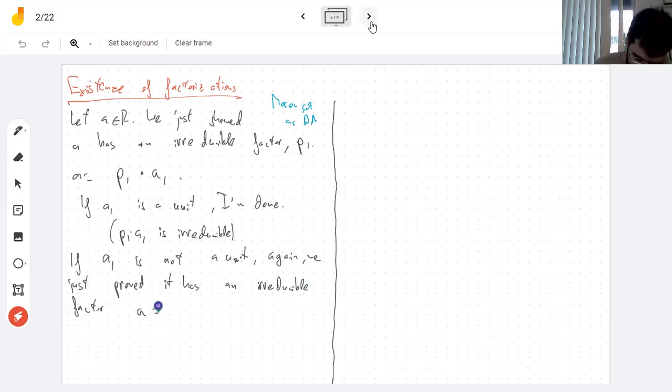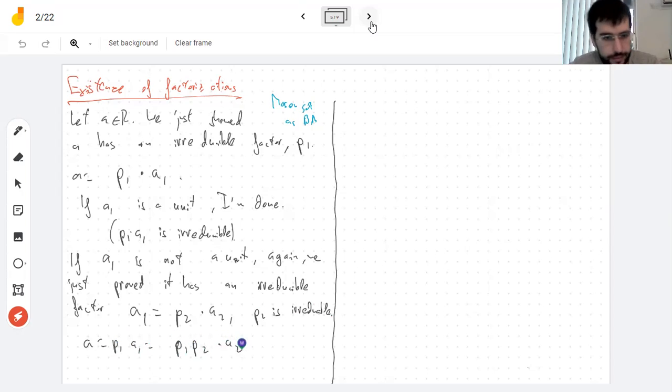So A is B1 times A1. A1 is P2 times A2, and P2 is reducible. So A is the product of two reducibles and then something else. So I think you know where this is going.